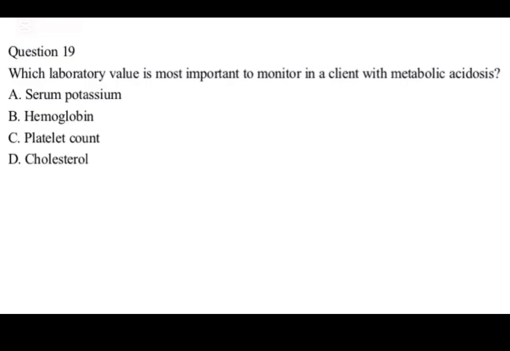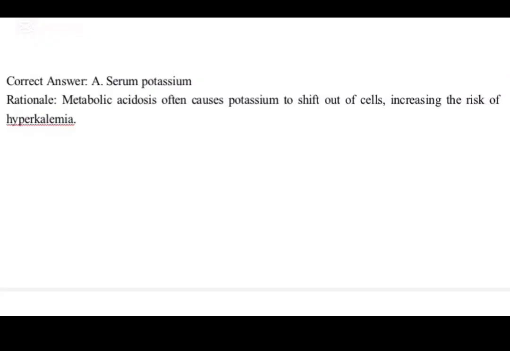Question 19. Which laboratory value is most important to monitor in a client with metabolic acidosis? A. Serum potassium. B. Hemoglobin. C. Platelet count. D. Cholesterol. Correct answer, A. Serum potassium. Rationale: metabolic acidosis often causes potassium to shift out of cells, increasing the risk of hyperkalemia.